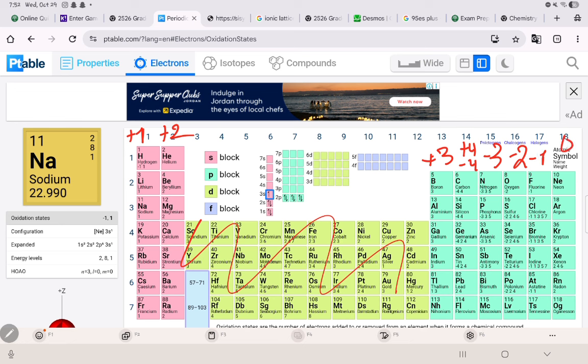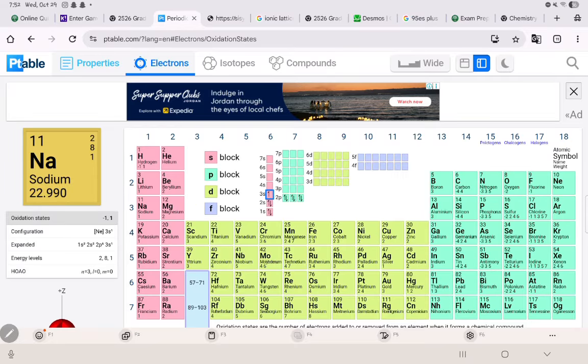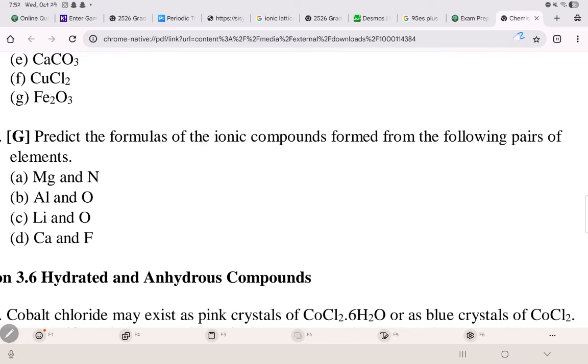So I checked, okay, what did I have? I had magnesium. Magnesium is 2+, and I had nitrogen. Nitrogen is 3-. So I do it like this, and I check what I have. So what's it gonna be? It's gonna be Mg2+, N3-. Do the crisscross. Mg3N2.